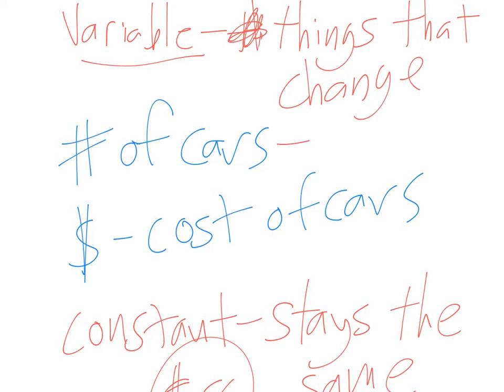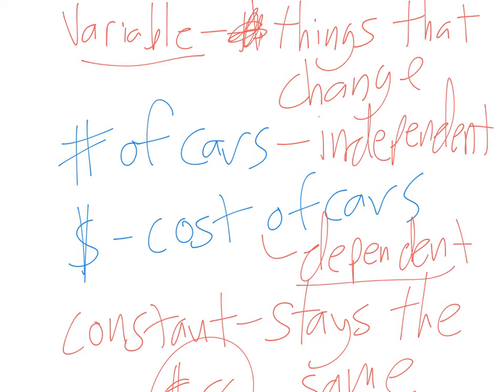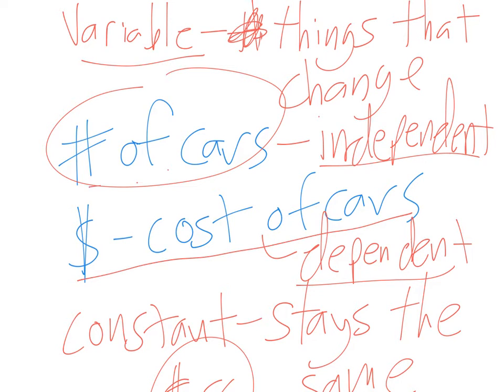The number of cars is independent. You just kind of choose that. So this is your independent variable. And the cost of cars depends on how many cars you buy. Depending on how many cars, it's going to change the cost. So this is your dependent variable. This one can be whatever you choose, and this one is going to change depending on what you choose for the number of cars.